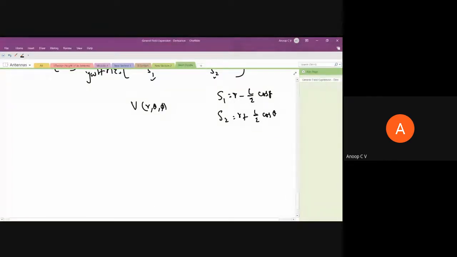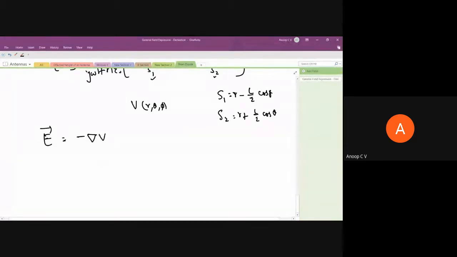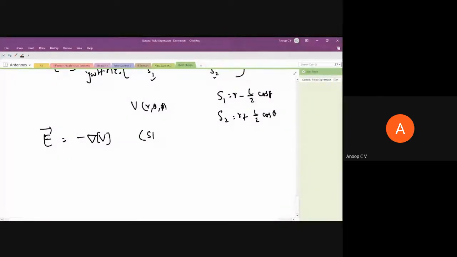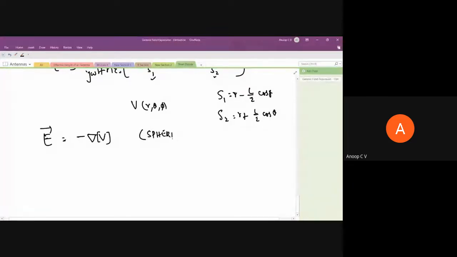Right, so if you substitute that, I can find out vector E, which will be equal to minus gradient of the retarded potential. This is in spherical coordinates. Anyone remember what the gradient expression in spherical is? I'm not wasting time.